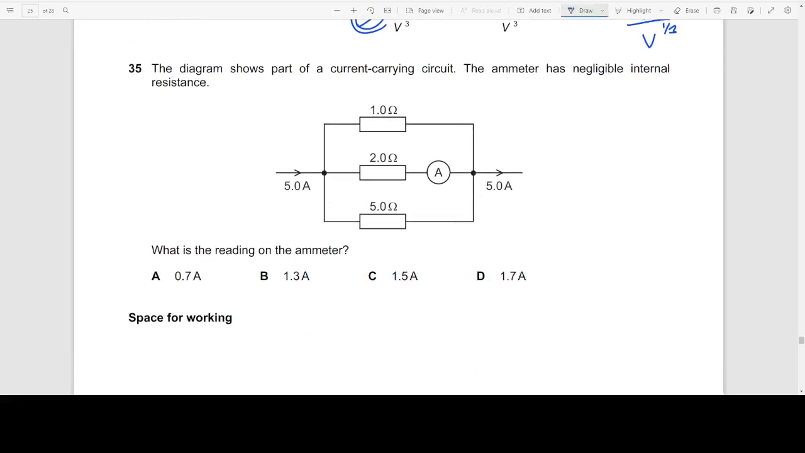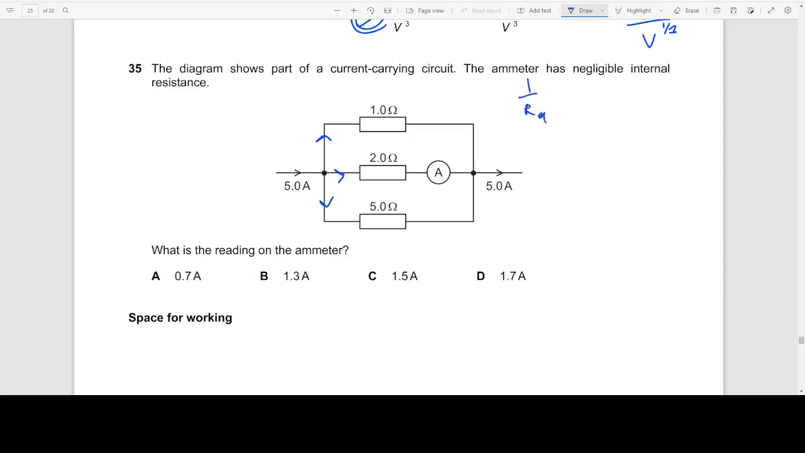Diagram shows part of a current carrying circuit. The ammeter has negligible internal resistance. What is the reading on the ammeter? So you know that the current gets divided, and let's first calculate the total voltage. So first we'll need to find the total resistance of these resistors which are connected in parallel.